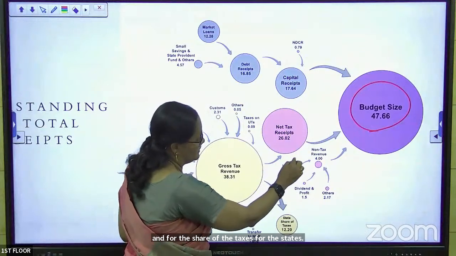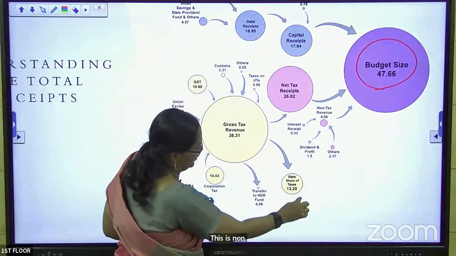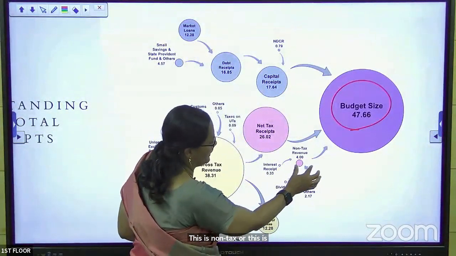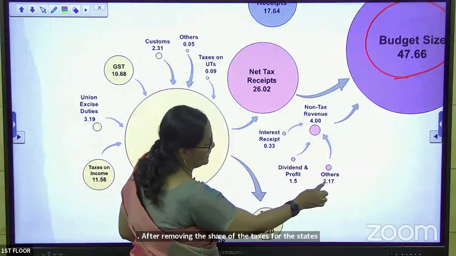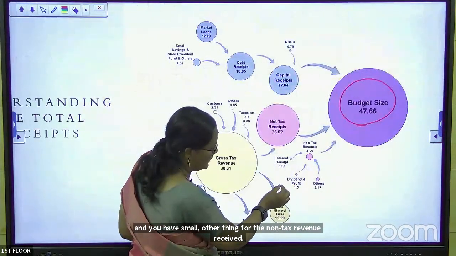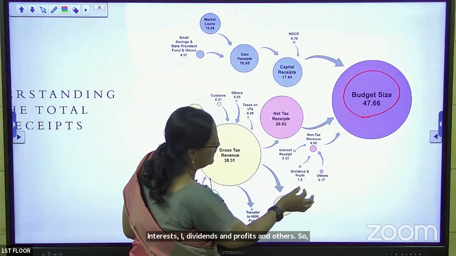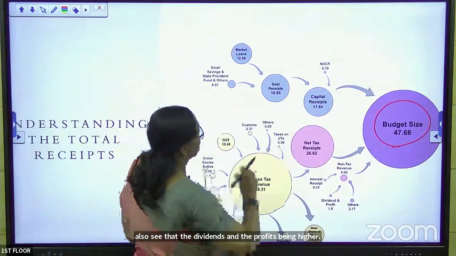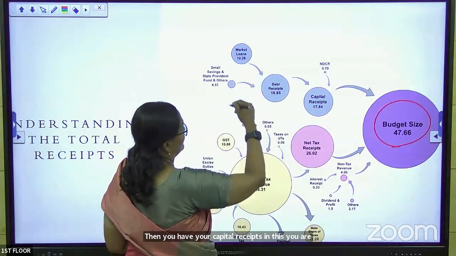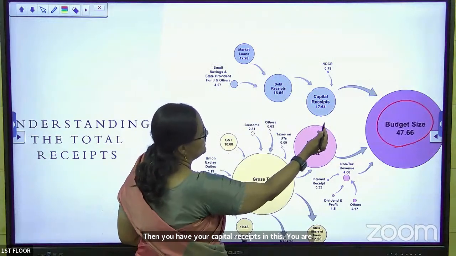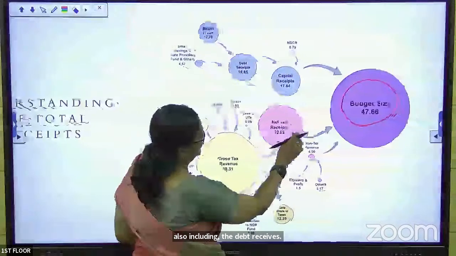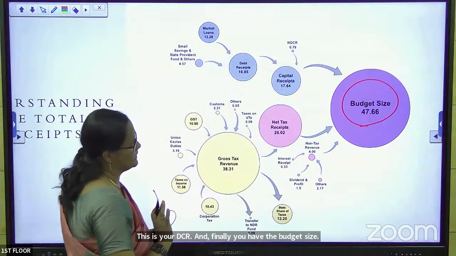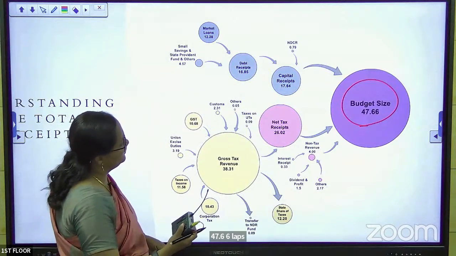This is non-tax, this is net tax receipts after removing the share of the taxes for the states. And you have a small other thing for the non-tax revenue receipts: interest receipts, dividends and profits, and others. Interest receipts will actually be the bigger one, but you can also see the dividends and the profits being higher. Then you have your capital receipts. In this, you are also including the debt receipts. This is your DCR. This is your NDCR. And finally, you have the budget size being 47.66 lakh crores. Right?